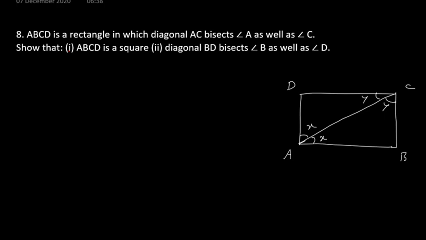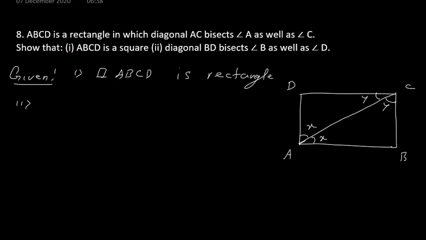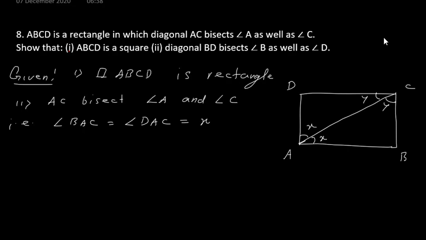Now here in this case, ABCD is a rectangle and diagonal AC bisects angle A as well as angle C. So here in given, we can write first what is given, that ABCD is a rectangle. Second part, what is given? We have given that AC bisects angle A and angle C. So that is, you can say that angle BAC is equal to angle DAC is equal to, let us say, X, and angle BCA is equal to angle DCA is equal to Y. This I will take X, and these two angles as Y.